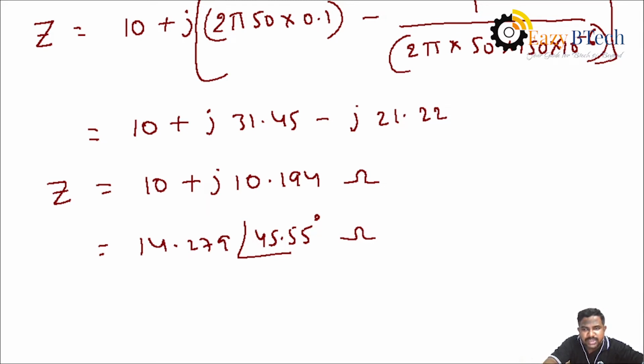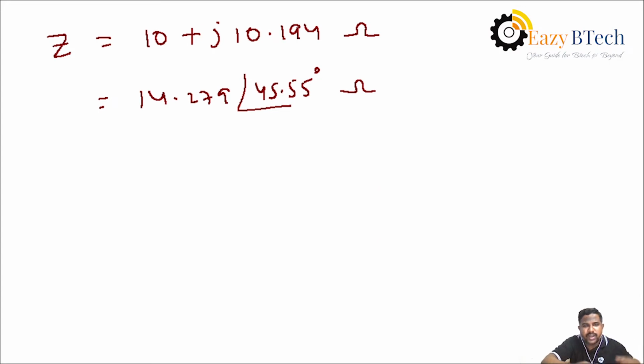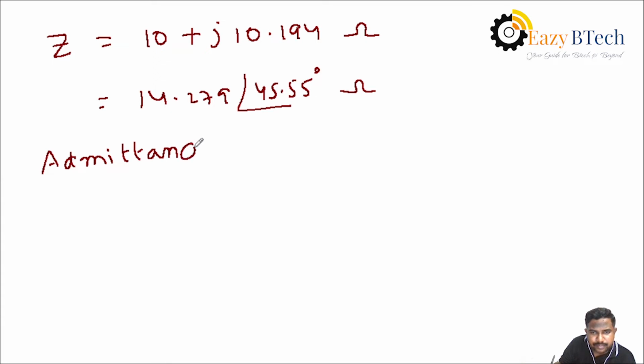If you know the impedance value, it is easy to find the total admittance of the given circuit. Then admittance is denoted by capital Y. The admittance is the reciprocal of the impedance value, that is 1 by Z.